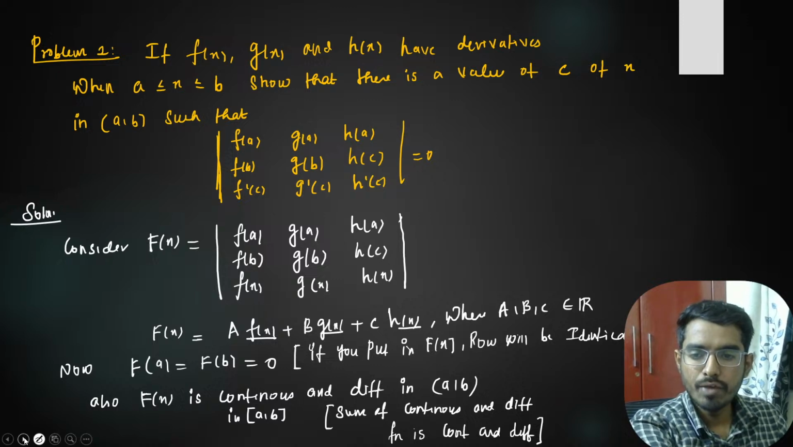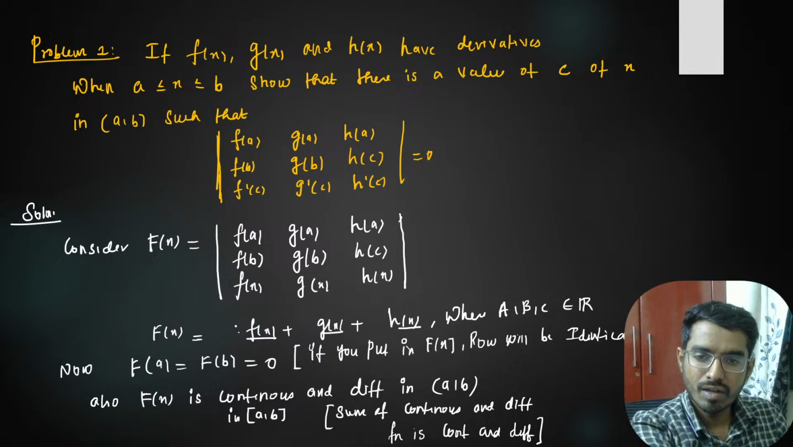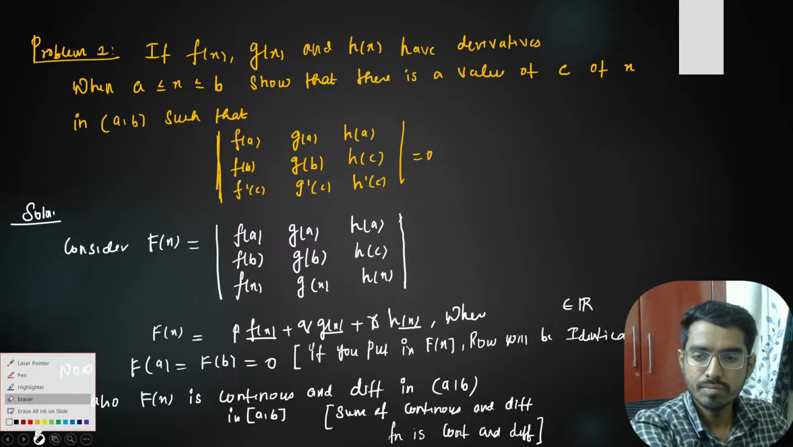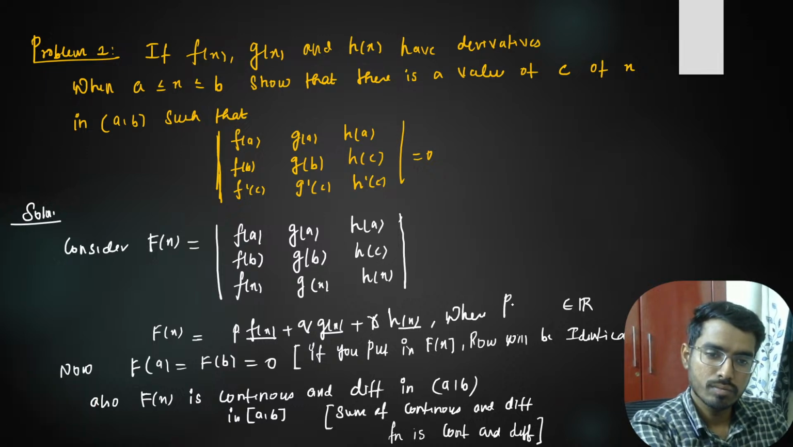Or else, can we write P, Q, R so that you won't confuse this capital A, B, C with this small c? Let us write these as some constants P, Q and R, so that you won't confuse them with this capital A, B, C. P comma Q comma R.